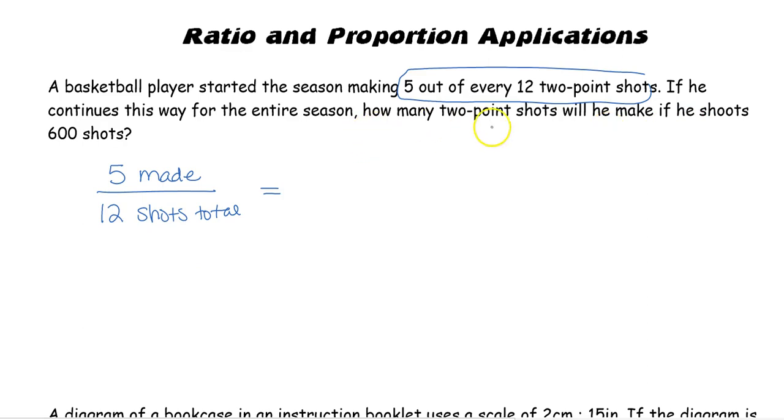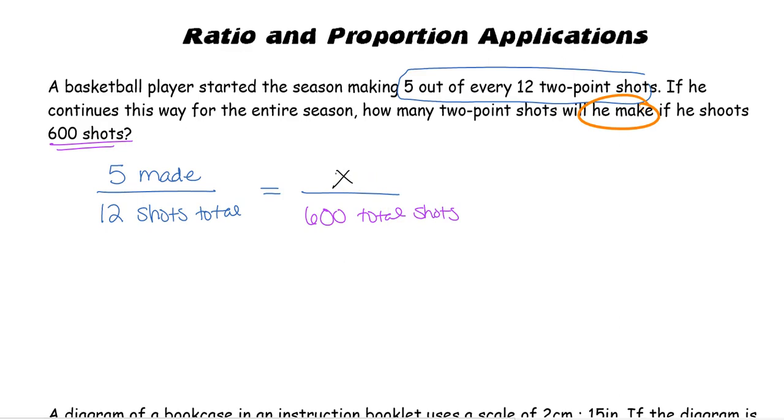So in the end, we want to find out how many he is going to make if he shoots a total of 600 shots. As we go to our next fraction, we want to think about where that other number we're given, 600, goes. Is it going to go on top? Is it going to go on the bottom? The number on top is how many you're making. The number on the bottom is the total. So the 600 represents the total shots taken, and we're trying to find out how many were made.